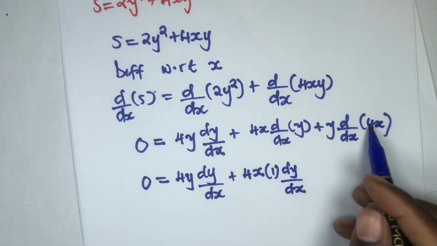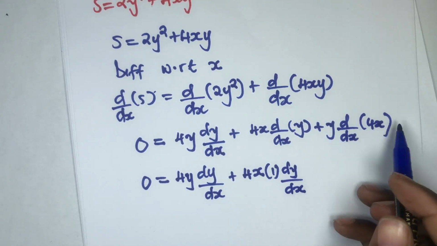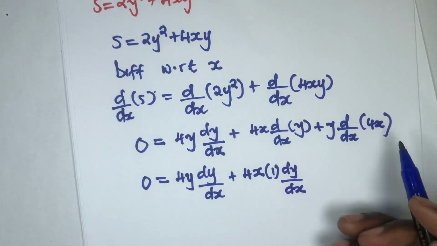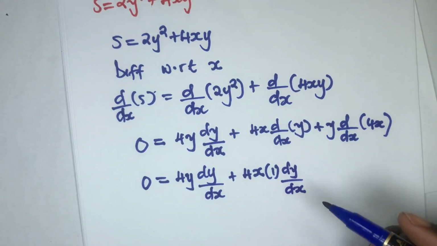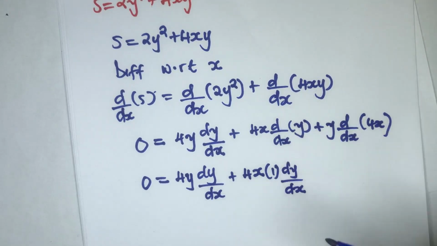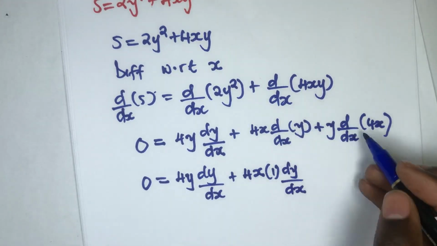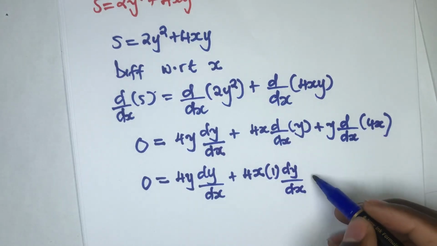Now we go to the next function. We're going to differentiate 4x with respect to x. This x and that x are the same variable, so there's no need to introduce dy/dx, because we're differentiating x with respect to x. So if we differentiate 4x, we just get 4.